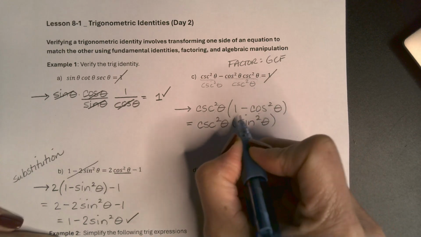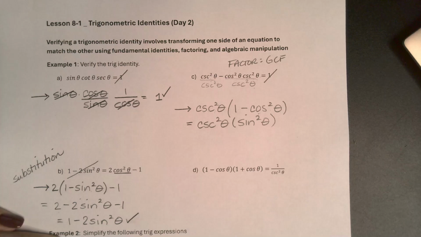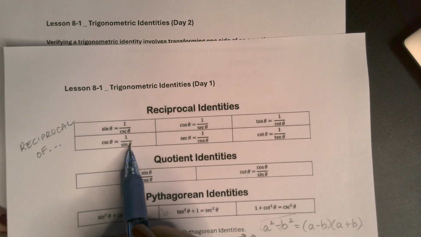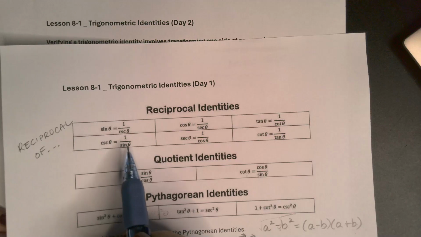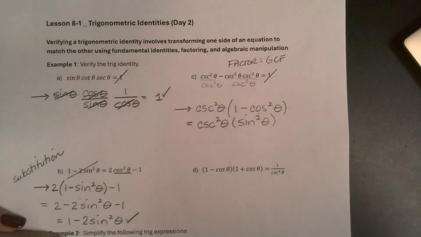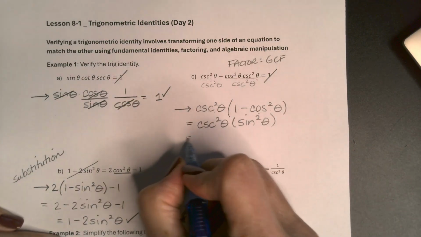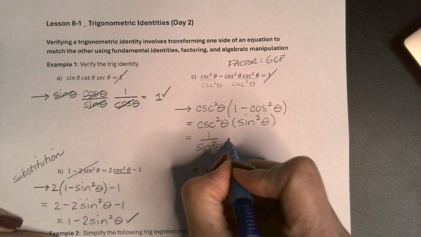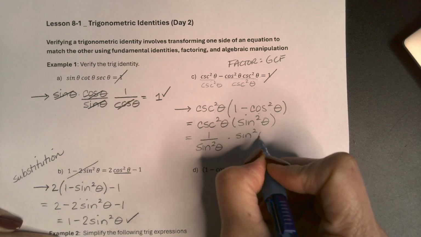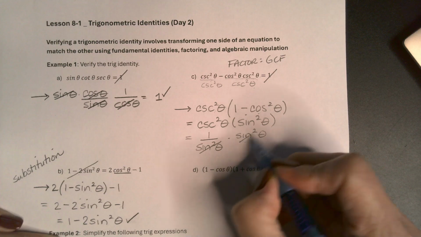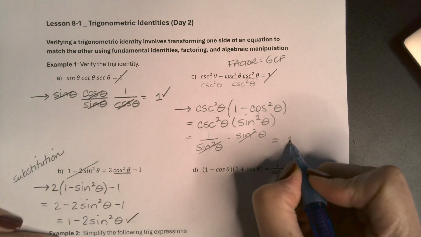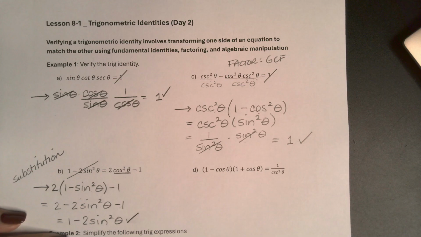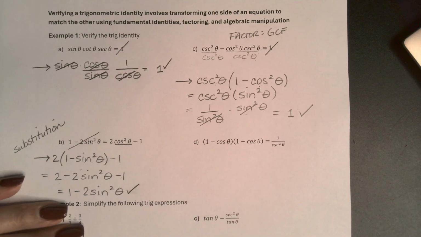Okay. What about cosecant? Cosecant is the reciprocal of sine. So cosecant squared is the reciprocal of sine squared. So reciprocal of sine squared times sine squared. These are going to cancel, results in a 1, which is what I struck through above. Okay.